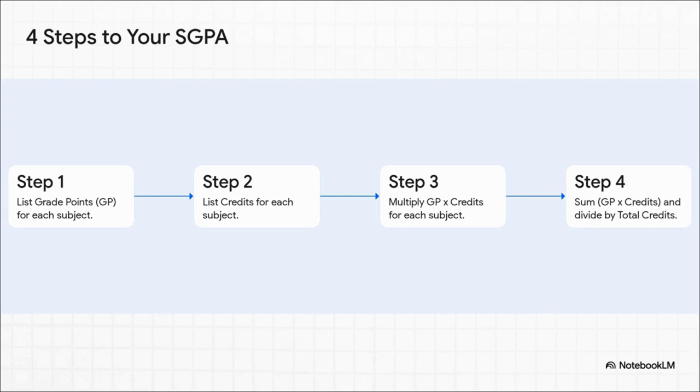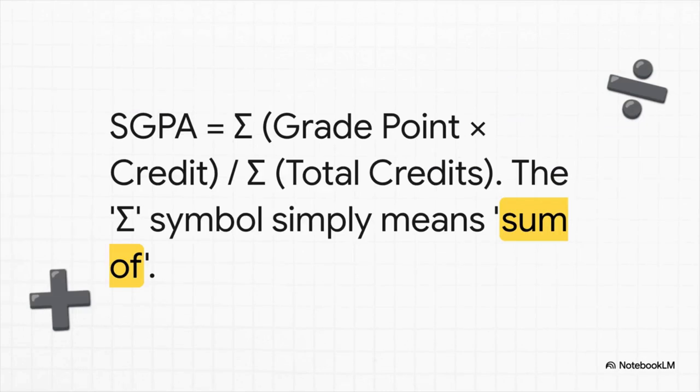Once you've done that for all your classes, you just add up all those credit points and divide that big number by the total number of credits you took. That's it. And here's what that looks like as a formula. That funky symbol, that's sigma, and it just means add them all up. So the SGPA is the sum of grade point times credit for every course, all divided by the total credits for the semester. It's literally just a weighted average.